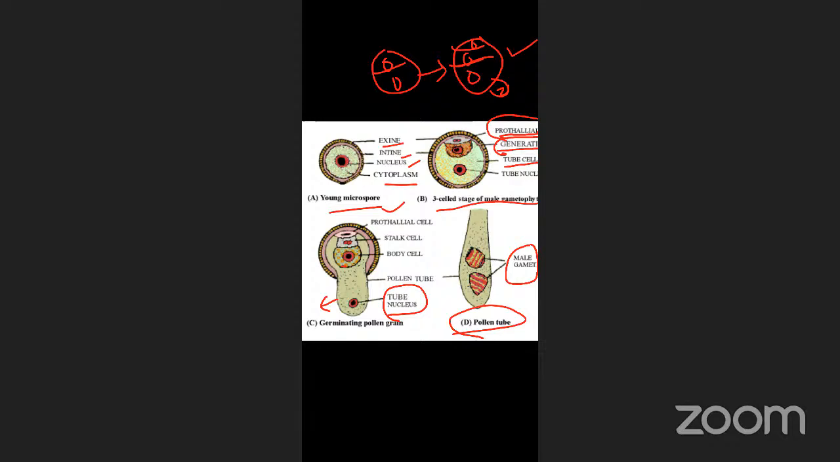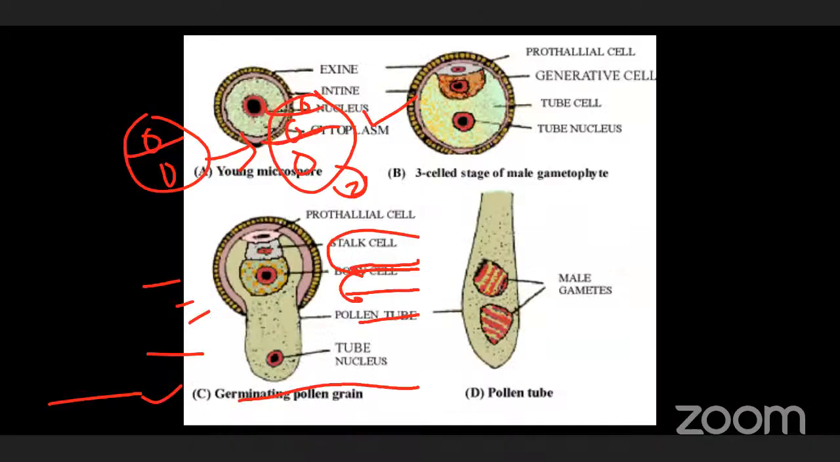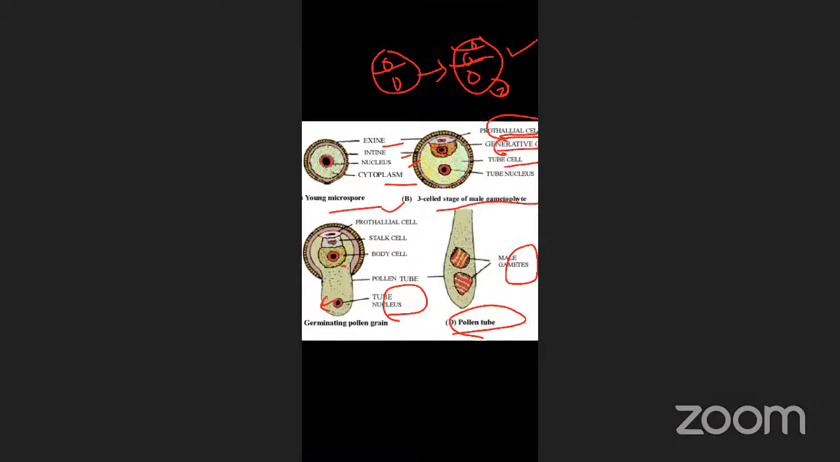Clear? These diagrams are very, very important for development of male gametophyte. You can write in the examination based on this diagram only, from microsporogenesis to male gamete formation. Is it clear? Now the next one, megasporogenesis and female gametophyte development.